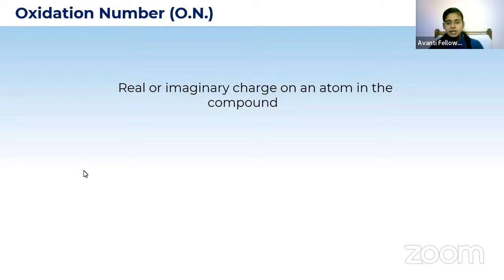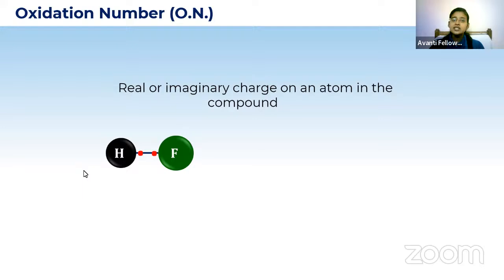Okay. So let me take one example so that you can understand. So I have taken HF. HF is a compound. It contains two elements or two atoms. One is hydrogen and the other one is fluorine. And also there is a bond between the hydrogen and fluorine. And we all know that each bond will have two electrons, right? Each bond will have two electrons.